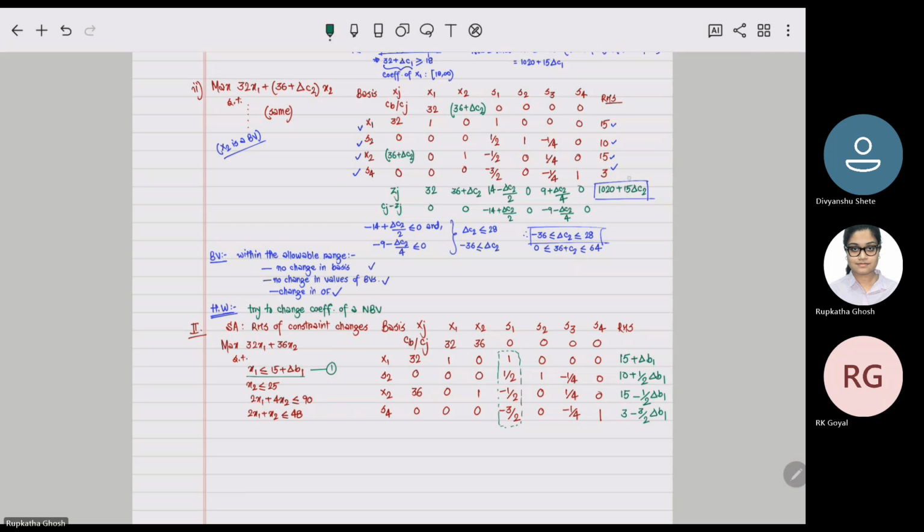And this objective function value, right? So now if you calculate Zj, your Zj is 32, 36, 14, 0, 9, 0. The same thing, Cj minus Zj is 0, 0, minus 14, 0, minus 9, 0. You basically want to retain the optimality. So your objective function will also become 1020 plus 14 delta B1.